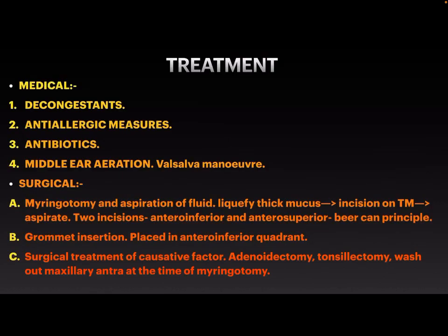Then surgically, what you can do is myringotomy and aspirate the fluid. What is myringotomy? Myringotomy is nothing but giving an incision on the tympanic membrane, and once you give an incision, the fluid will come out, right? Sometimes the fluid will be thick, and by the way, you are doing this only if the mucus is thick.